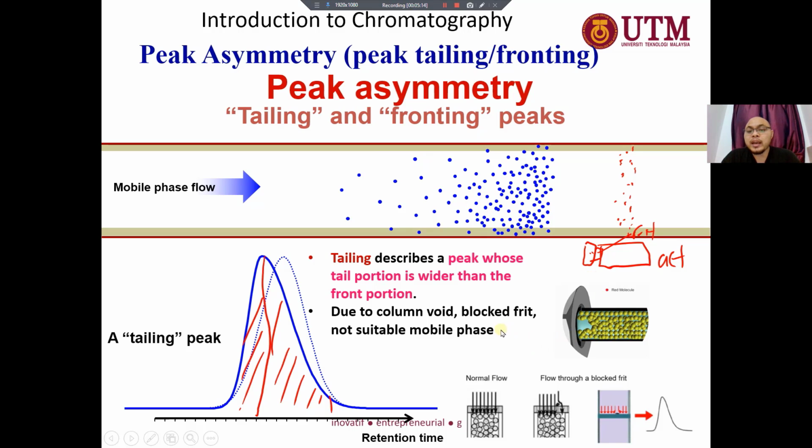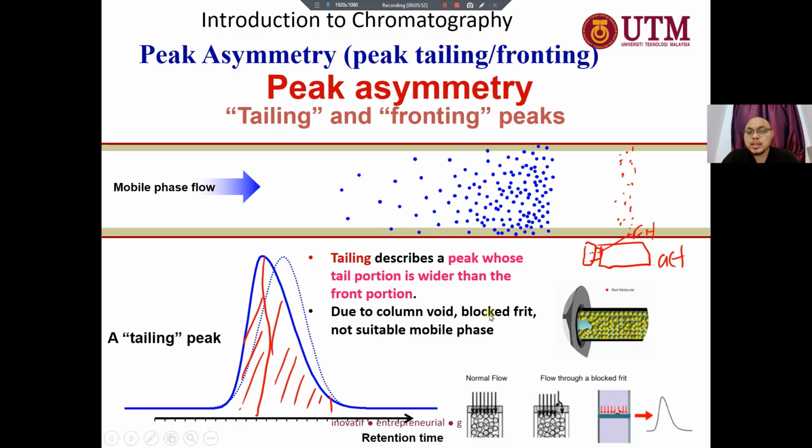Usually, if we have the problem of the tailing peak, we will try to change the frit first. We will open the column and change the frit with a new one. But if we already changed the frit and the peak is still tailing, that means it can be a column void. If the column void happens, usually we just buy a new column.